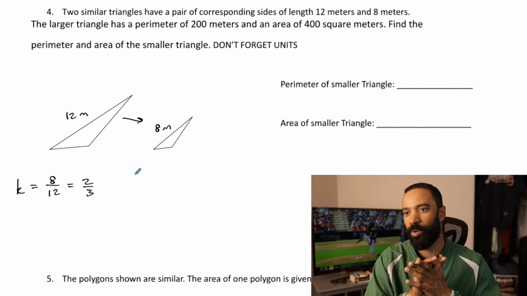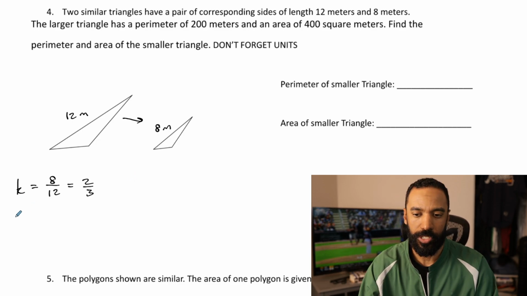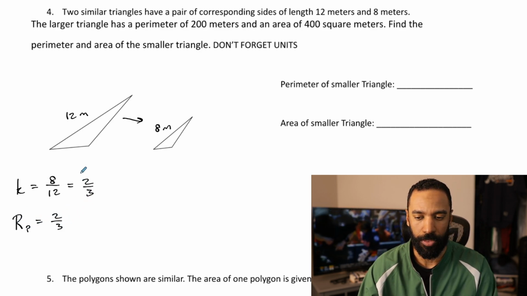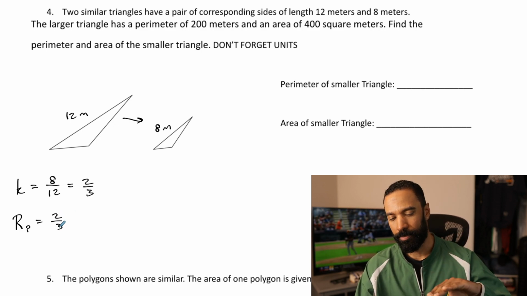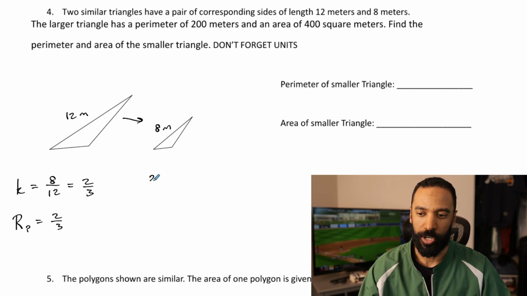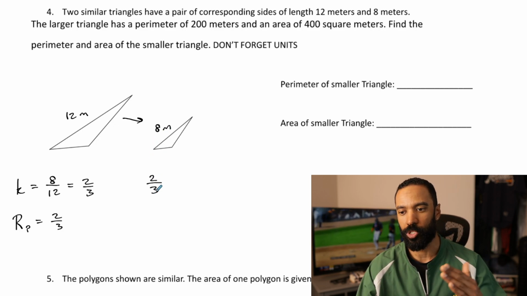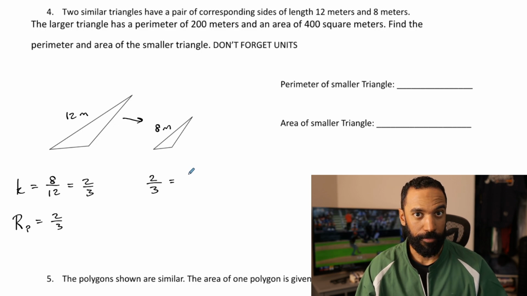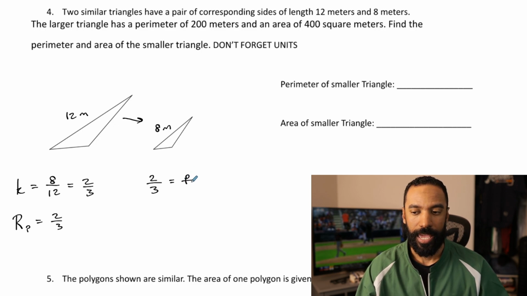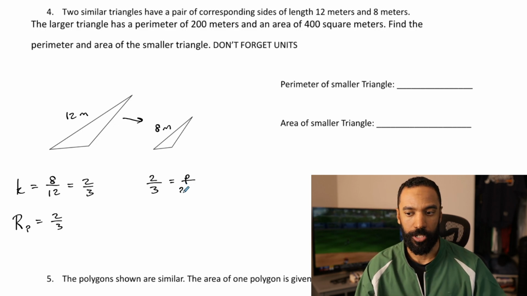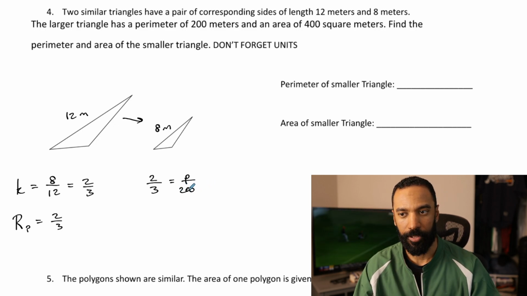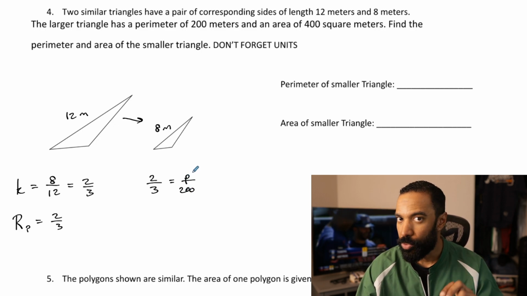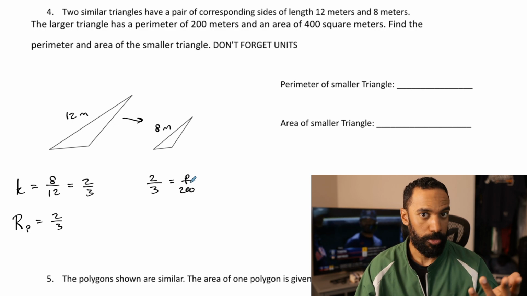Now, we have the perimeter of the larger triangle. What we just learned before is that the ratio of perimeters is the same as the similarity ratio. It'll also be 2/3. Now, 2/3 is small to big. So what we can do is set up a proportion that 2 is to 3, small triangle to big triangle, just as this unknown perimeter for the smaller triangle is to the perimeter of the larger triangle. The perimeter of the larger triangle is 200 meters. The smaller triangle will be 2/3 the size of 200. Ultimately, that's what we're doing.